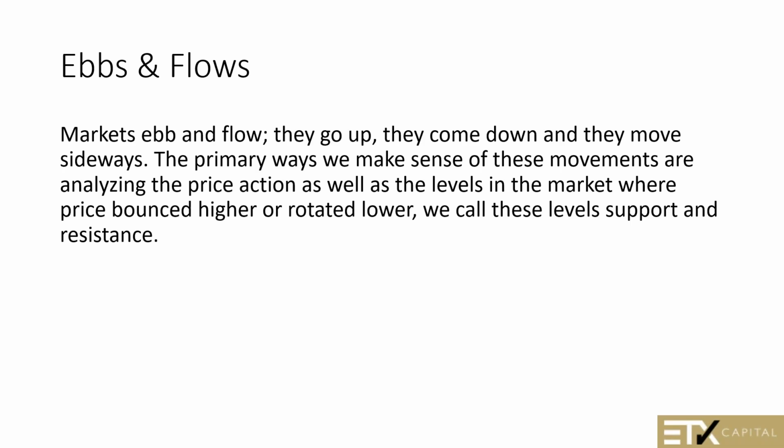Now, remember, markets ebb and flow. They go up, they come down, and they move sideways. The primary way we make sense of this movement are analyzing price action, as well as the levels in the market where price bounced higher or rotated lower. And we call these levels support and resistance. So we can use a trend line, or we could call a trend line a support line or a resistance line, because price should respect that trend line. So when price is moving up, if it declines, it should bounce off that trend line and bounce higher.